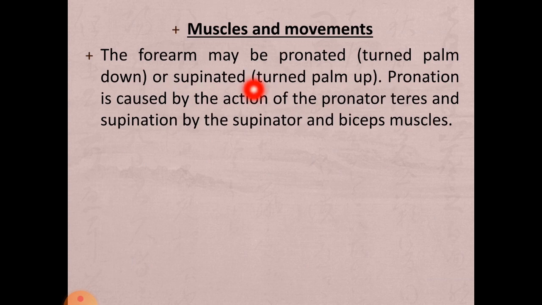Next, we have the muscles and the movements around the proximal and distal radioulnar joint. The forearm may be pronated, turned palm down, or supinated, turned palm up. Pronation is caused by the action of the pronator teres, and supination by the supinator and the biceps muscle.